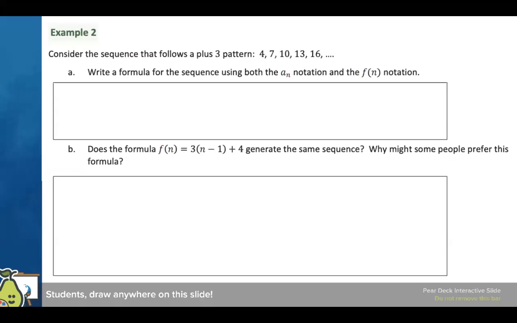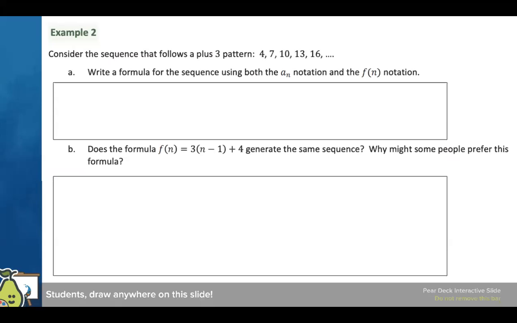So again, it's going times 3. So 3n would be what we got if it started with 3, but it starts with 4. So if we look down at B, it says, does the formula f of n, f with the parentheses n, we just pronounce that as function notation, f of n equals 3 times the quantity n minus 1 plus 4. Does it generate that same sequence? Why might you prefer this formula to what you generated for A?